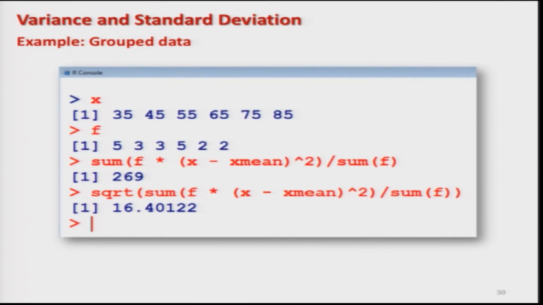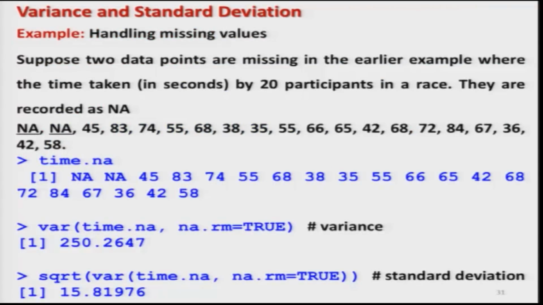And this is the screenshot that we have obtained here. Similarly, at the same time I will show you what to do if you have some missing data, and how to find the variance and standard deviation. In the earlier example, I take the first 2 values to be missing, and I denote the data inside a new vector time.na, where 2 values are missing.